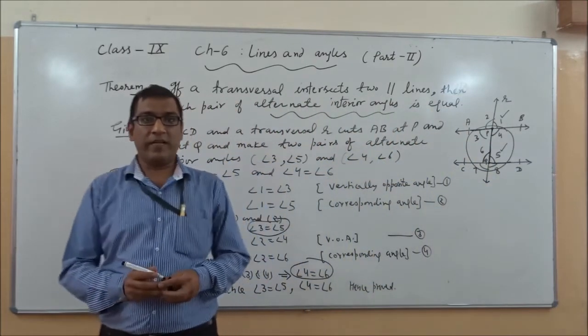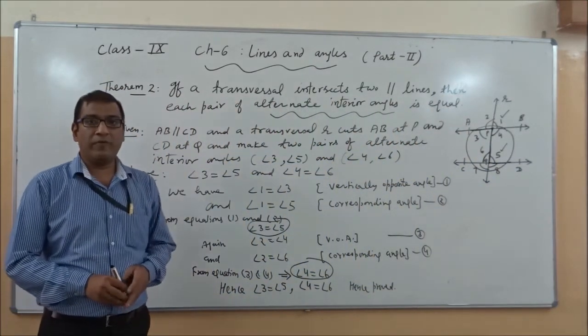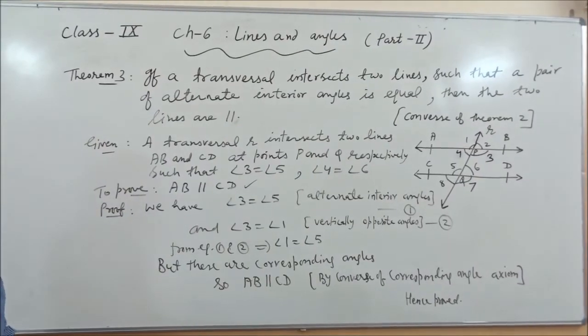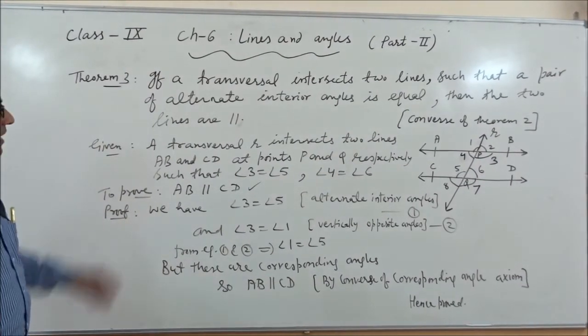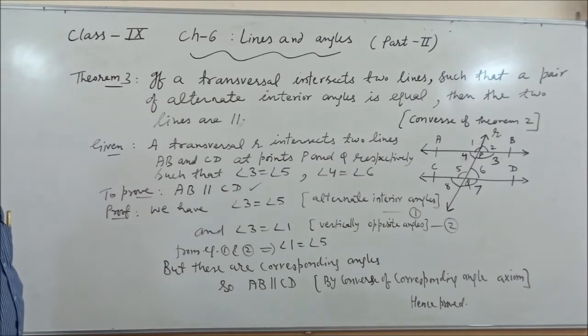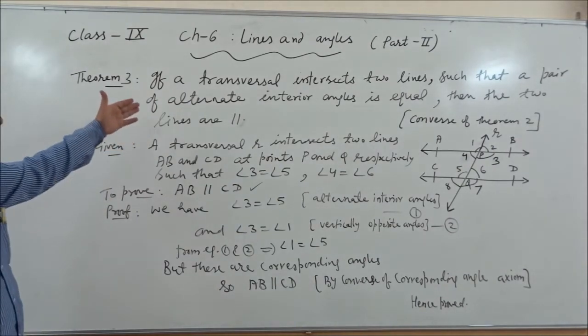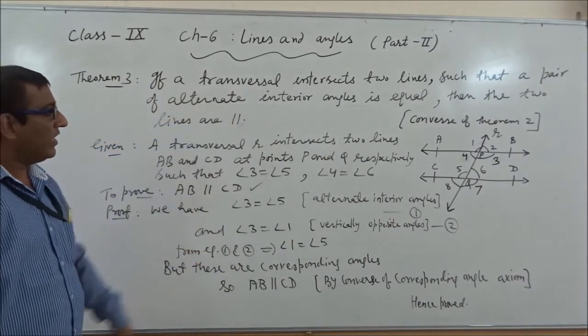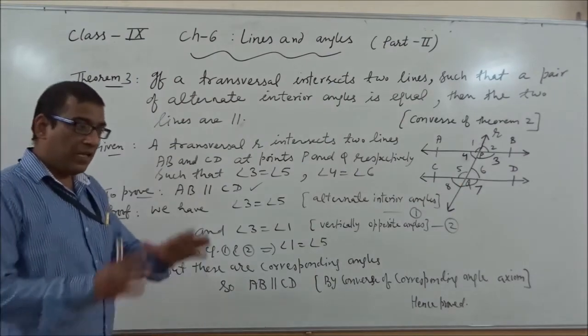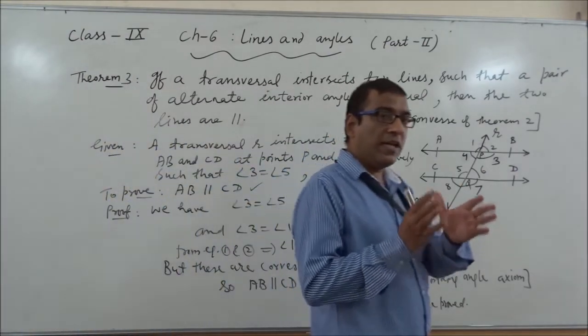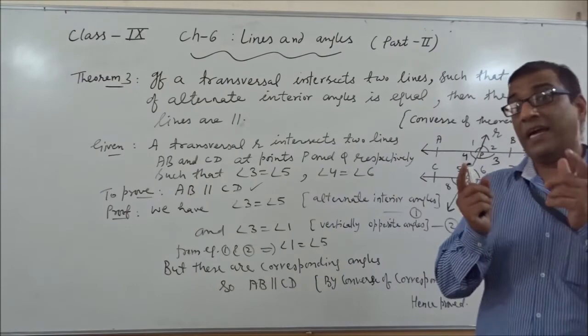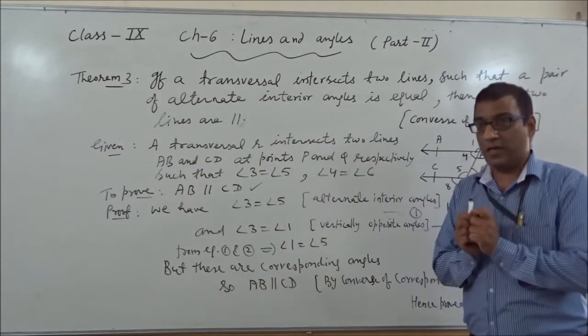After theorem number 2, we will continue with theorem number 3. I am continuing with theorem number 3. If a transversal intersects two lines such that a pair of alternate interior angles is equal, then the two lines are parallel. So this time we have to show that lines are parallel when alternate interior angles are equal.